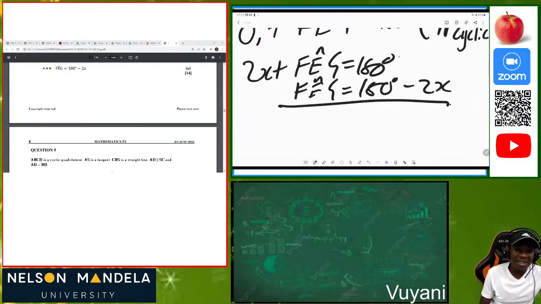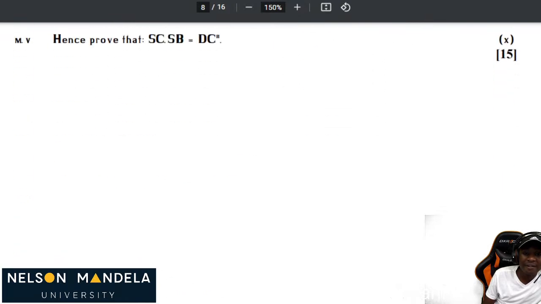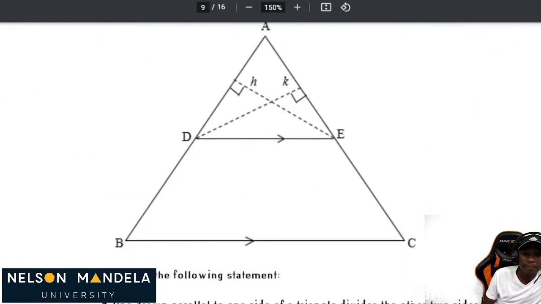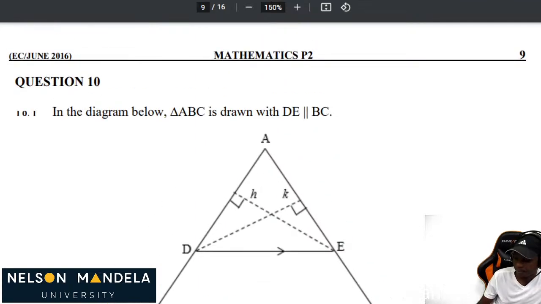Is there anyone with any question? You must get relevant to your grade 11 theorems. They are very, very important. Now I want us to do question 10.